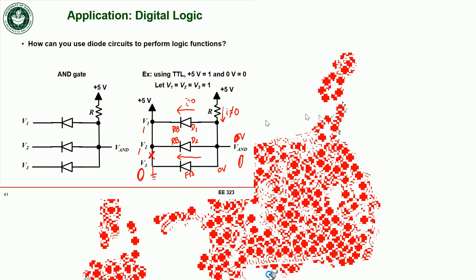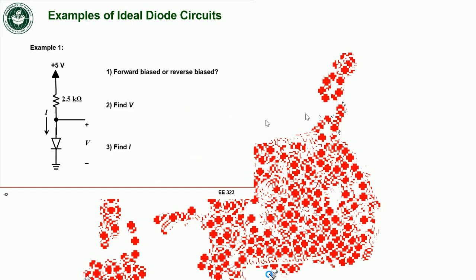Okay, let's look at a simpler circuit and use the ideal diode model to figure out what's going on. The first thing that we have to do with our ideal diode model is decide if the diode is going to be forward biased or reverse biased. Sometimes, just by looking at the circuit, you don't know. It could be either one. There's just not enough information for you to tell.